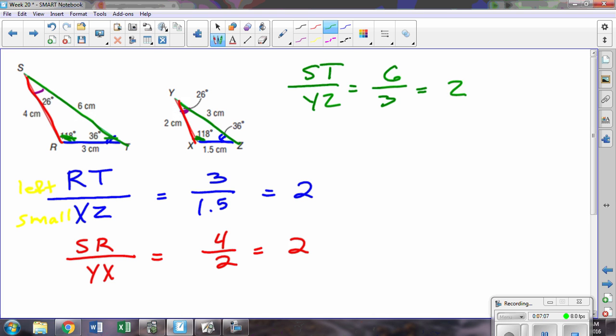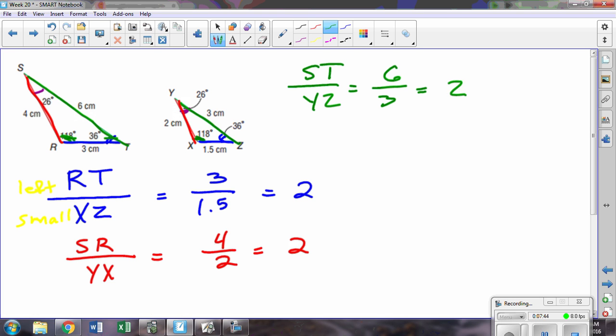So they are similar. The definition of similarity actually requires that you check every single pair of corresponding sides for this scale factor. It also requires that you check every single pair of corresponding angles for congruence, which is a huge amount of work. 3 pairs of sides to check, 3 pairs of angles, and that's just for triangles.